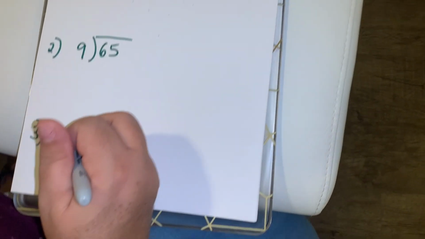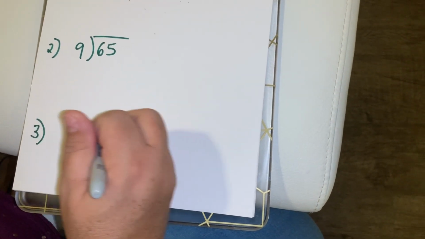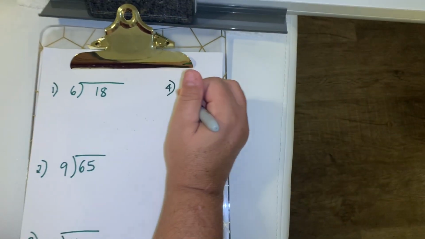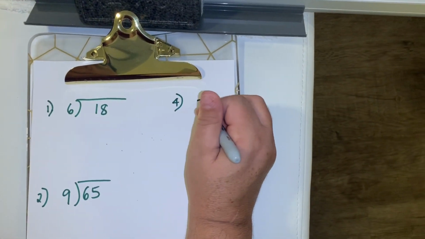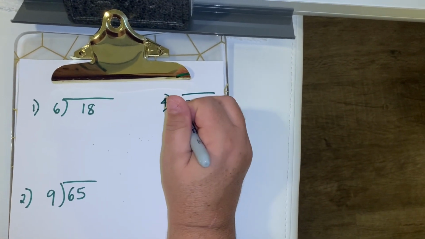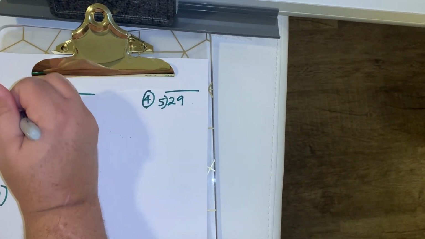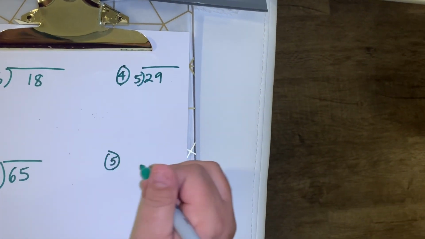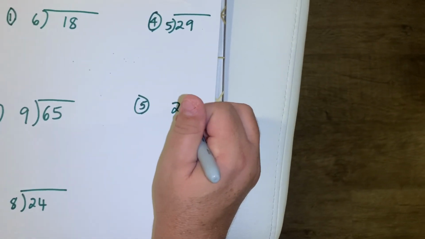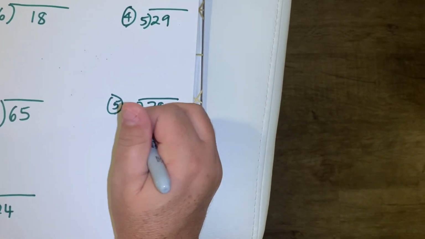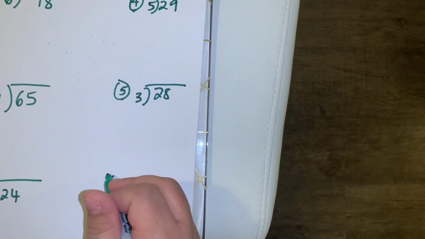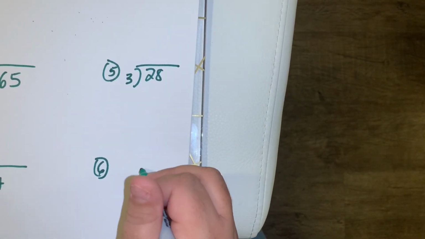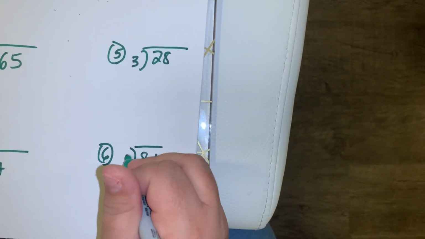Number 3, 24 divided by 8. Number 4, 29 divided by 5. Number 5, 28 divided by 3. Number 6, 81 divided by 9.